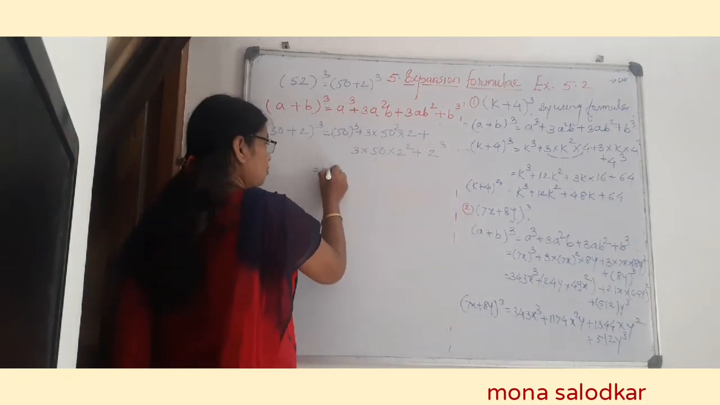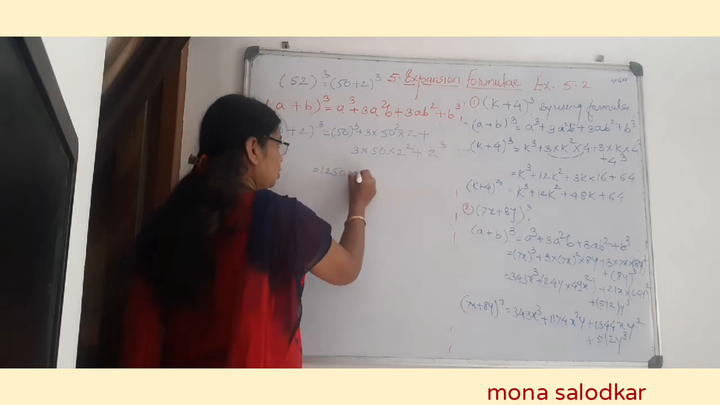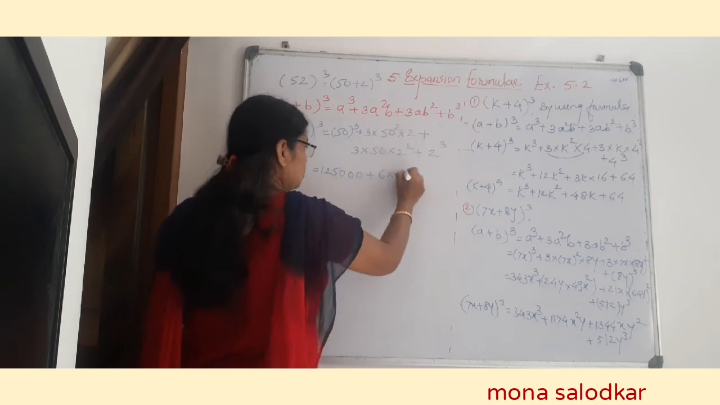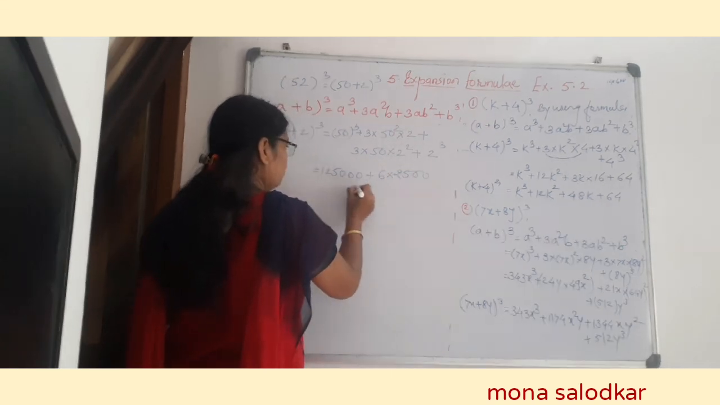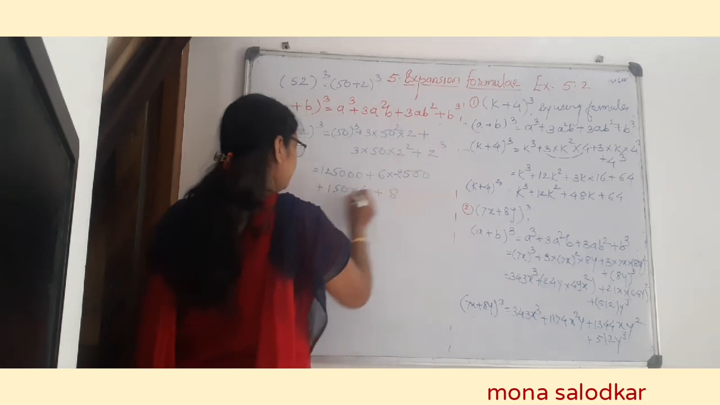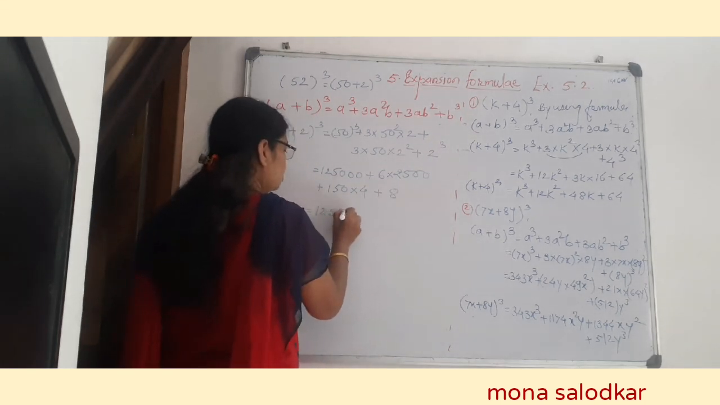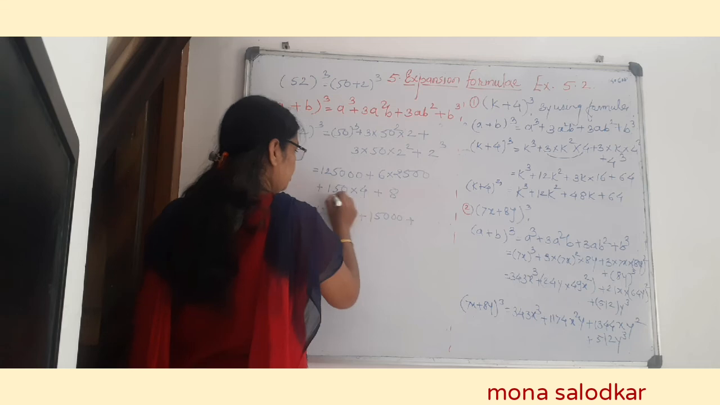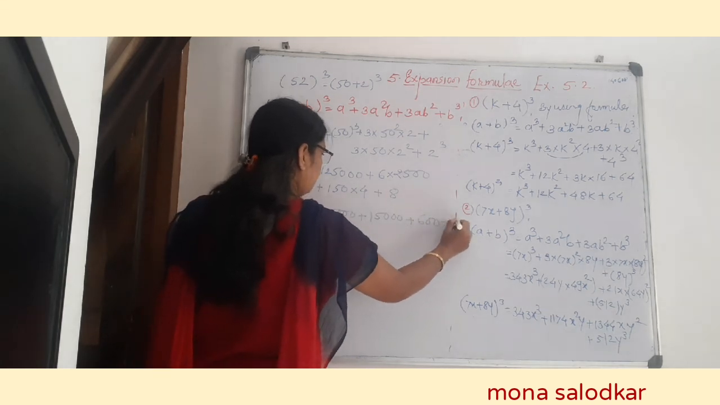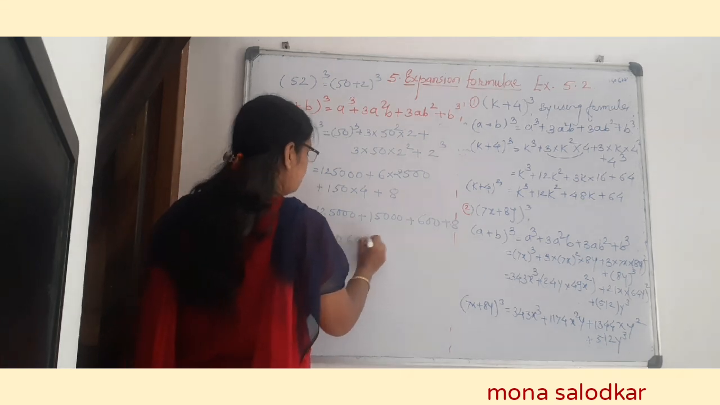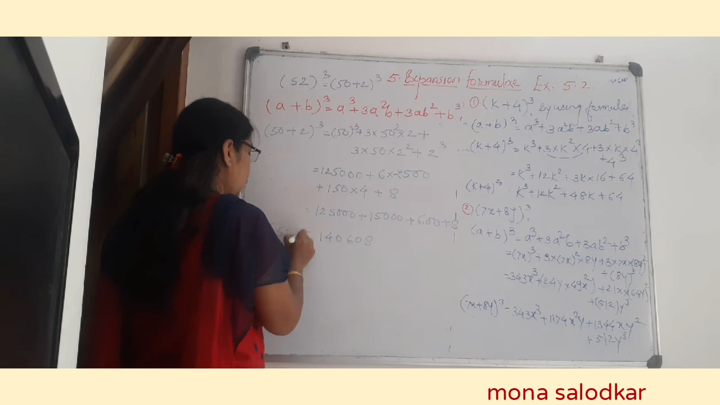Now 50 cube means 125, how many zeros? 1, 2, 3. Again 3 zeros. 50 square means 2500. Again plus 3 into 50 is 150 into 4, and 2 cube means 8. Now what you get? 125000, 25 6s are 150, 15 4s are 60, plus 8, and then add all these. What you get? 140,608. It is the cube of 52.